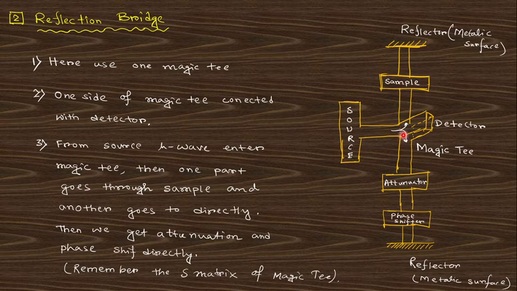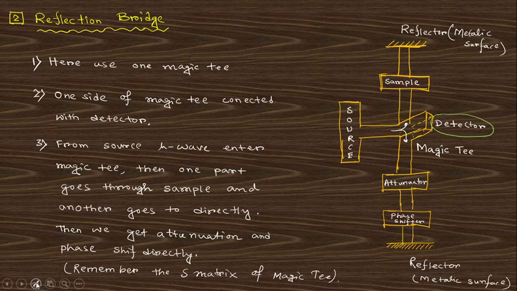Okay, there are four arms. You can see this is actually a combination of the E-tee and the H-tee, the electric field tee and the magnetic field tee, called a magic tee, and these are the four arms. You can see here the sum, the difference, and so on. One arm is connected with the source, two other arms are connected with the sample and the attenuator, and the other arm is connected with the detector. Clear?